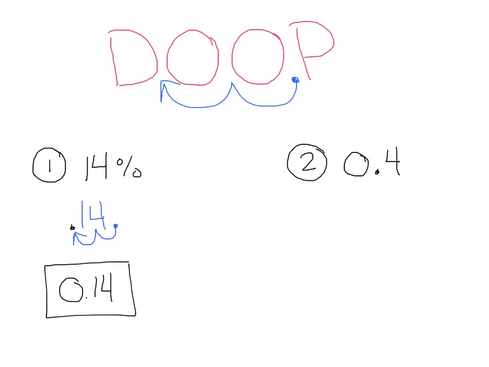Now, if I want to convert this decimal, 4 tenths, to a percent, I start here at the D, and I move 2 places to the right. So I take my number, 0 and 4 tenths, and I move my decimal 2 places to the right. 1, 2. Put your placeholder, and I get the answer of 40%.